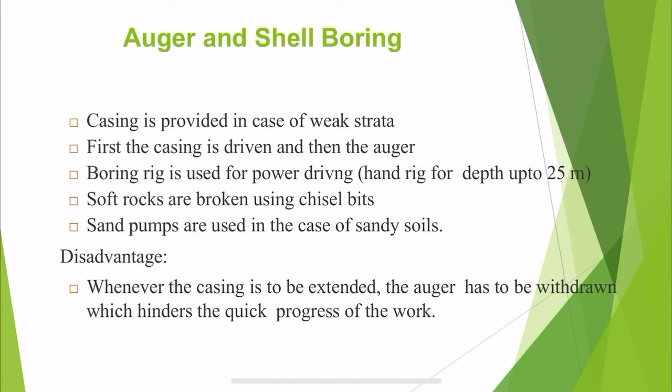Auger and shell boring. Casing is provided in case of weak strata. First the casing is driven and then the auger. Here in the auger and shell boring, we are going to provide casing first. Why? Because weak soil will be falling downwards. That's why we are providing casing and then the auger.